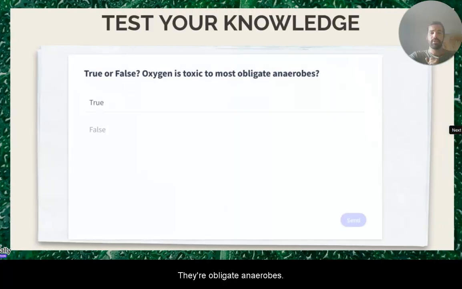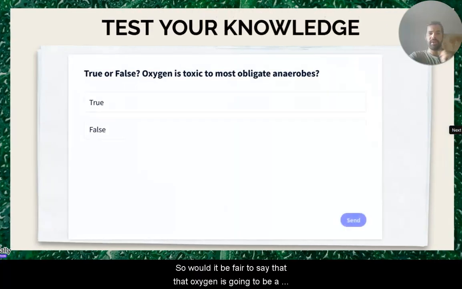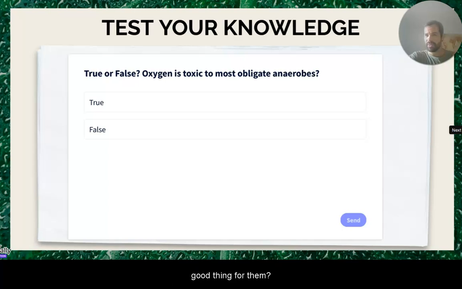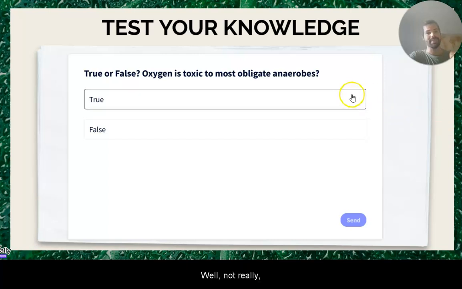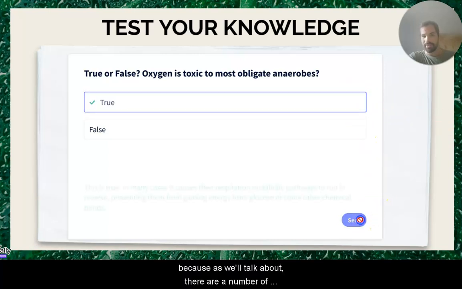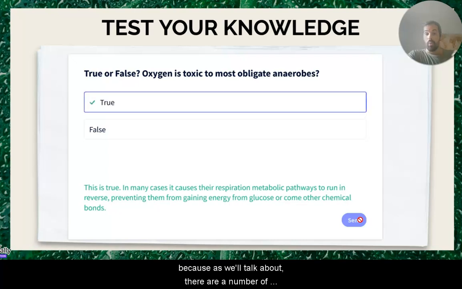They're obligate anaerobes. So would it be fair to say that oxygen is going to be a good thing for them? If you're living in a world in which you can get all your energy without oxygen, is oxygen going to be a good thing for these obligate anaerobes? Well, not really, because as we'll talk about, there are a number of reasons why having oxygen involved when you have metabolic pathways that don't use oxygen will kind of interfere in things.